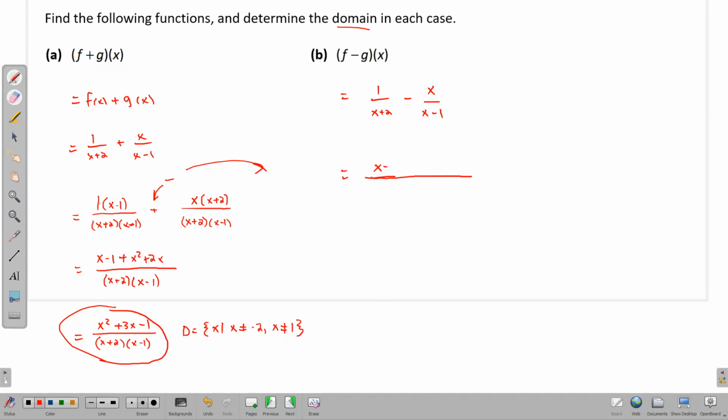It would be x minus 1 minus x squared minus 2x. Notice this subtraction is because I would have to distribute it to each term here. Right? We're subtracting that entire expression, which is an x squared, and we're subtracting a 2x. And then the denominator is going to be exactly the same.